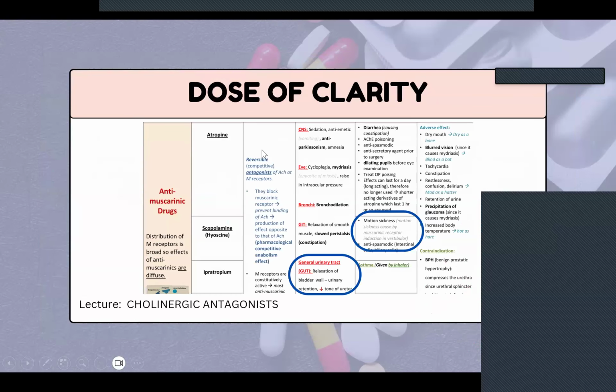Scopolamine belongs to antimuscarinic drugs and it can cause urinary retention by reducing the detrusor muscle contraction in the bladder. And it can worsen the symptoms in patients with BPH. And it is used for motion sickness. So the main keyword in the question was motion sickness.